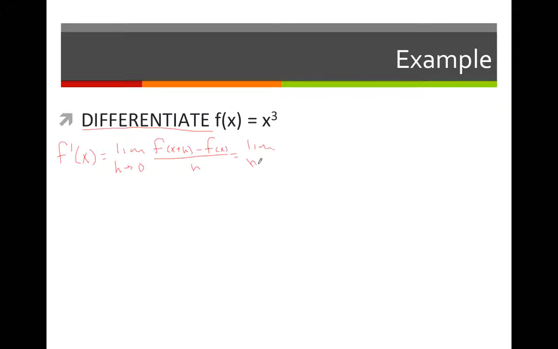So we go ahead and do this. We say the limit as h approaches 0 of x plus h cubed. If you remember the binomial theorem, or if you remember your Pascal's triangle, this comes out to x cubed plus 3x squared h plus 3xh squared plus h cubed, minus f of x. Well, that's just x cubed, all over h. All right, we need to go ahead and simplify a few things here. Combine any like terms. Well, it just so happens I have an x cubed and a minus x cubed, so that goes away.